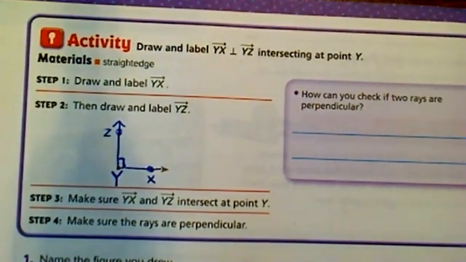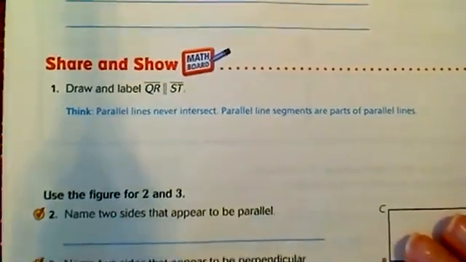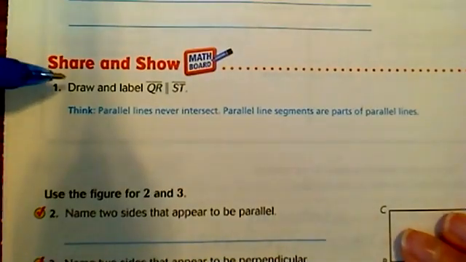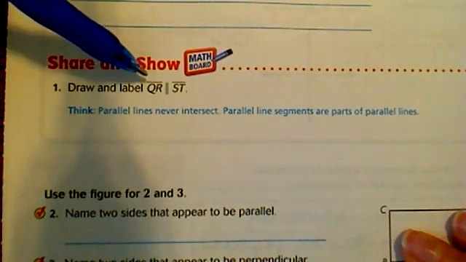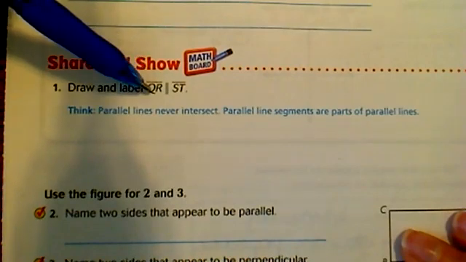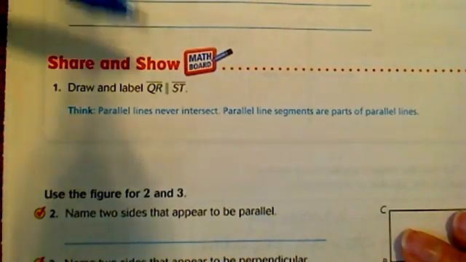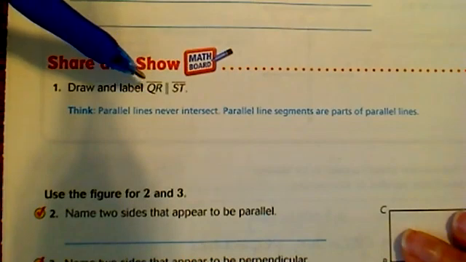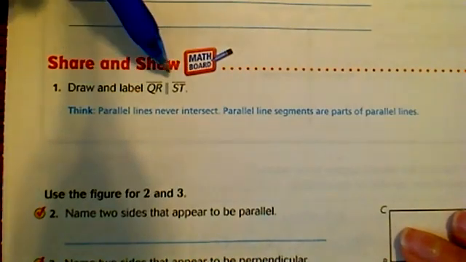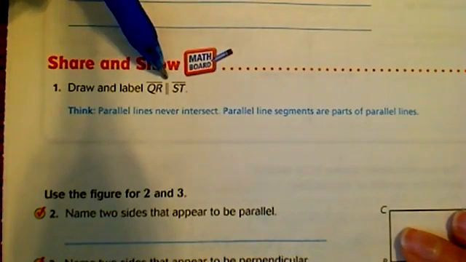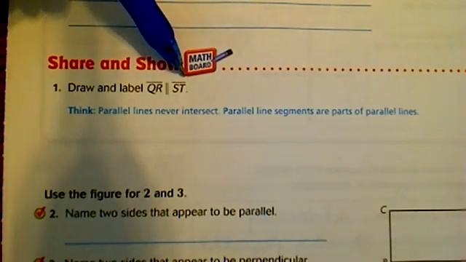Okay, let's move down here to this set of instructions, which says to draw and label. I have to look closely at how this is written. There's a bar above these two letters, but there are no arrows. So this is telling me, if you'll remember, line segment. So this is line segment QR, and these instructions say I have to make this parallel to line segment ST.